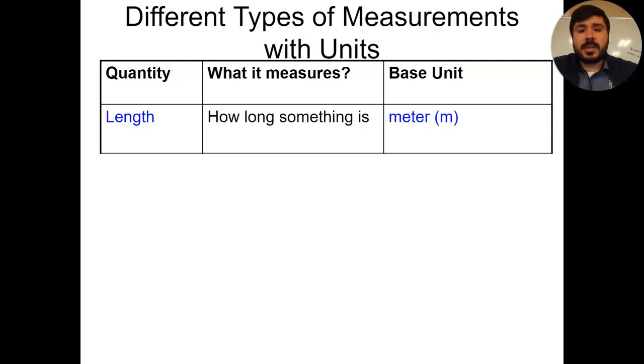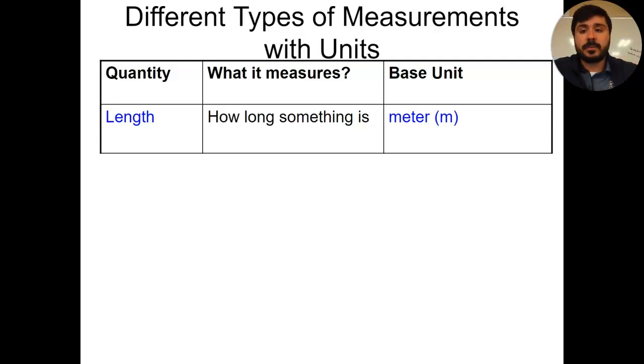Now, let's look at a couple of different types of measurements that are utilized in our classroom here. We've got 3 different columns here with this table. We've got quantity on the left, what it measures in the middle, and then base unit on the right-hand side. Base unit being the most consistently used unit, the most commonly used unit based on that quantity, okay? So starting out here with length, okay? Of course, what length measures is how long something is, right? So oftentimes, if you're using a meter stick or a metric ruler, you're using that to help you determine how long something is, right?